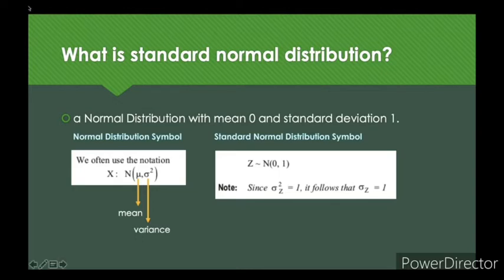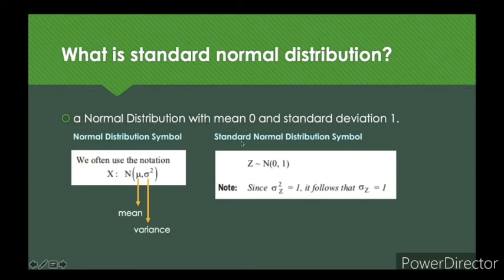Okay, this is the symbol of the normal distribution. It's the common symbol for any normal distribution, not the standard one. This represents that x is normally distributed. The first number represents the mean, while the second number represents the variance.